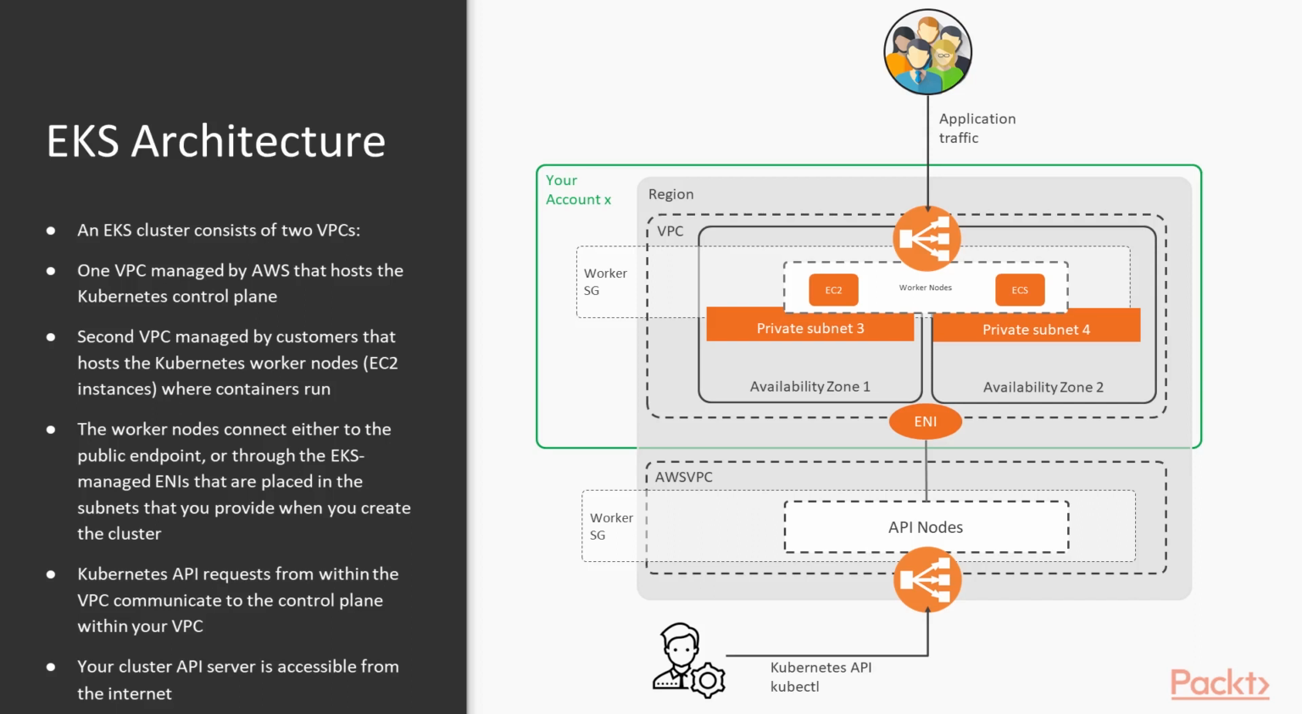So what does EKS look like? Well, in Amazon, when you get an EKS cluster, you get two VPCs, one that holds the API, and that's what Amazon runs and manages for you, and the other that holds the workloads, the containers, the storage, the networking for your application, and that runs in your VPC.